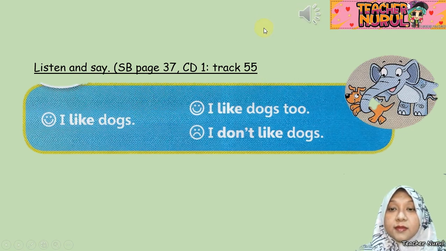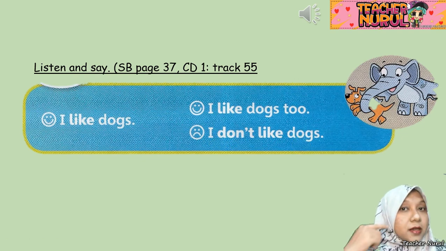Student's Book, page 37. 3. Listen and say. I like dogs. I like dogs too. I don't like dogs.